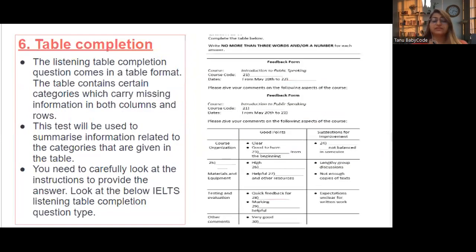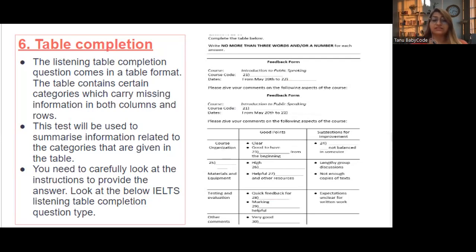The next type of question which comes in listening is table completion. Now, table completion question comes in a table format. This table contains categories which have missing parts. That means missing information either in columns or in rows. So you may get missing parts in columns also or in rows also.